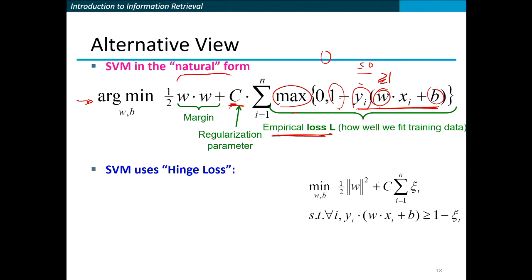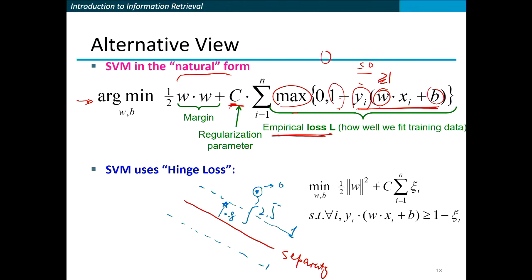But as long as it's smaller than 1, let's say 0.5, or 0.7, close to 1, you do the whole calculation. Let's say this is the separating hyperplane. If a point here has distance 2.5, then it contributes 0 loss. Whereas, let's say this is 1, this is 1, this is minus 1. Another point here, let's say this is 0.8. If you plug in the formula, the loss it contributes is 0.2.